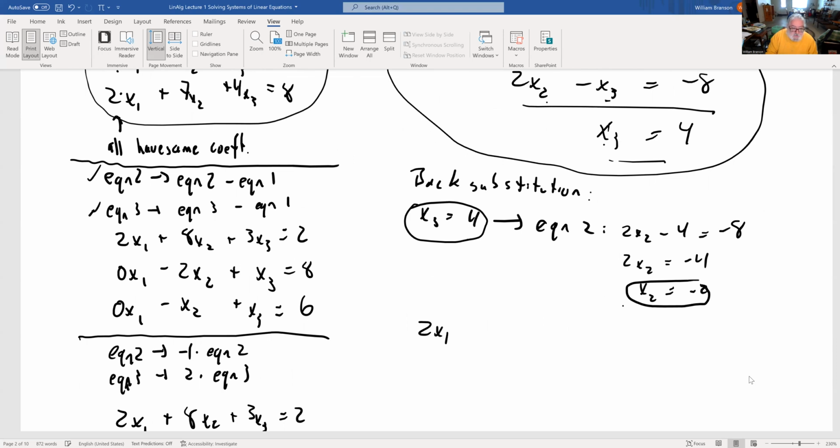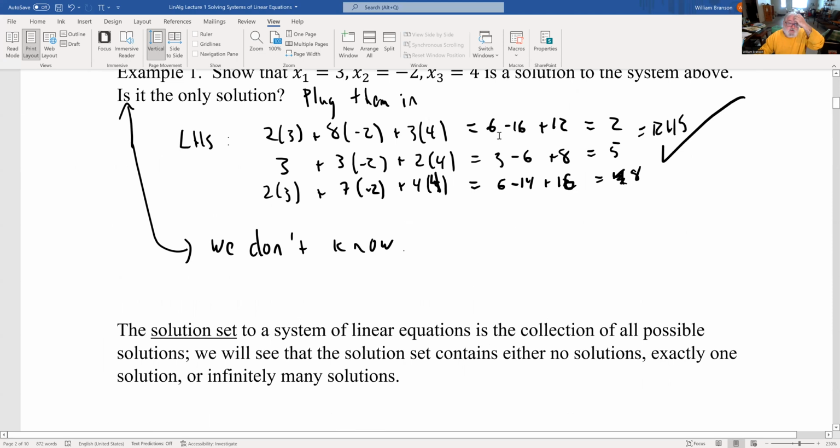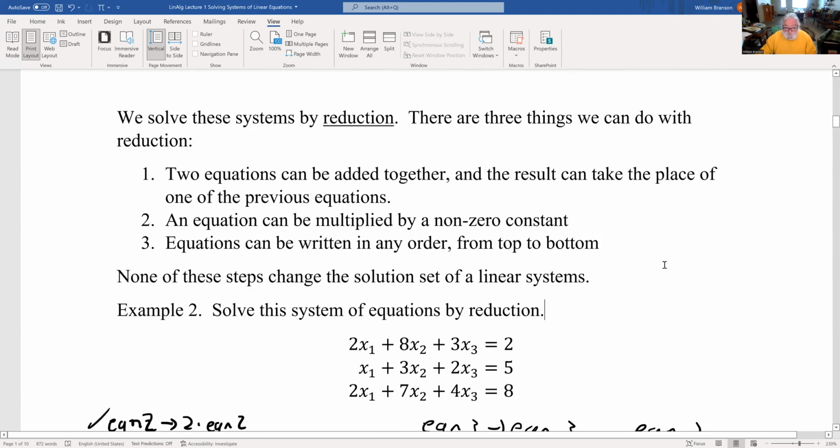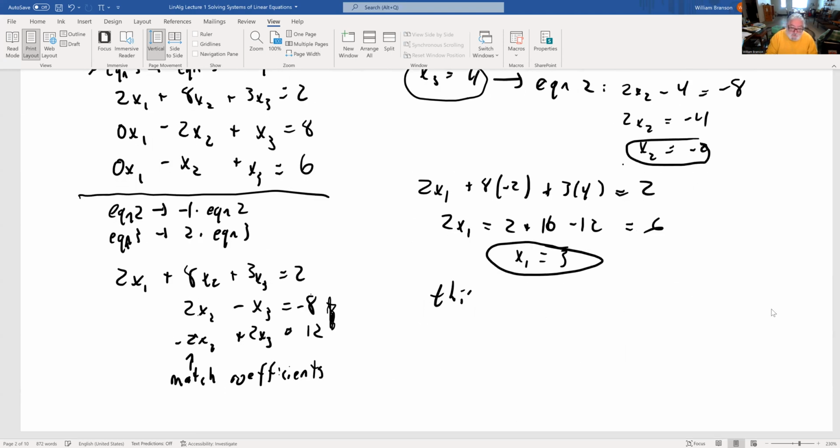So we have 2 times x1 plus 8 times minus 2, because it's 8x2 and x2 is equal to minus 2, plus 3 times 4 equals 2. So 2x1 equals 2 plus 16 minus 12, which is 6. So x1 equals 3. So there's our solution. It's the same solution we checked way up here, 3, minus 2 and 4. And now we know this is the only solution because we actually solved it.